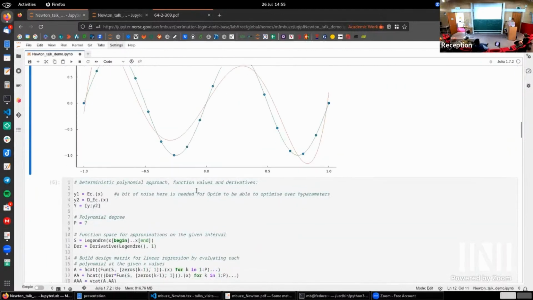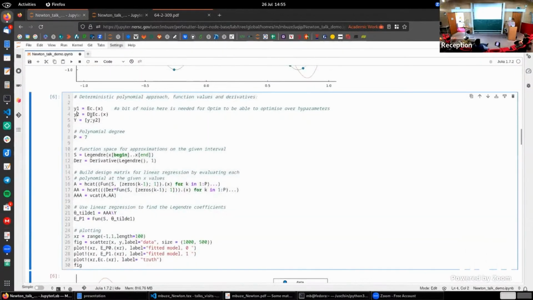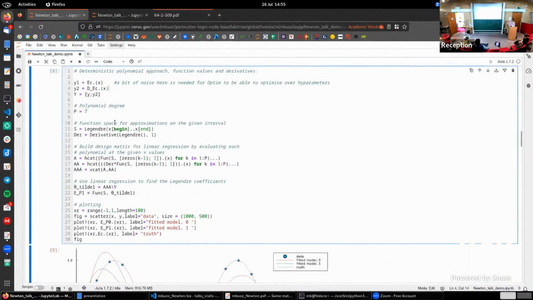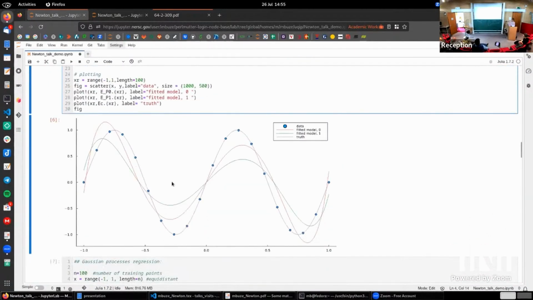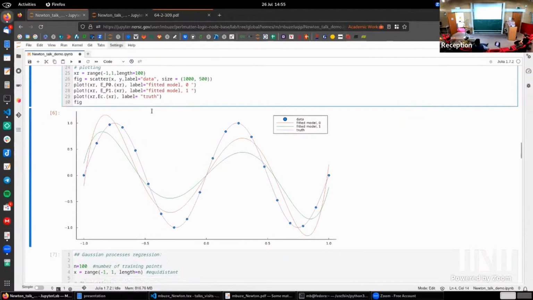If I do it with derivatives, which are just supplied by automatic differentiation, then I get a different fit. And the idea there is that here the fit favors being sort of aligned in terms of derivatives as opposed to just functions. And so you will get different fits depending on whether you supply different weights for the linear regression.